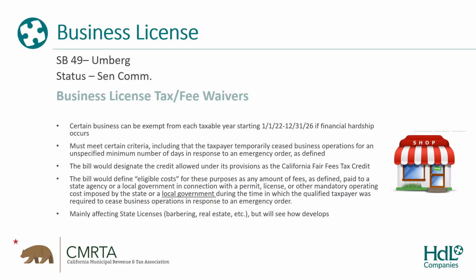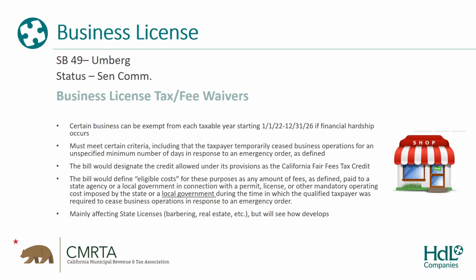The next one is it has to meet certain criteria, that the taxpayer temporarily closed or ceased operations, right? So what sort of criteria? It says emergency order, but there's no defined criteria. Once again, another loophole in the bill. The bill would designate the credit allowed under provisions for the California fees and tax credit. Okay, great.